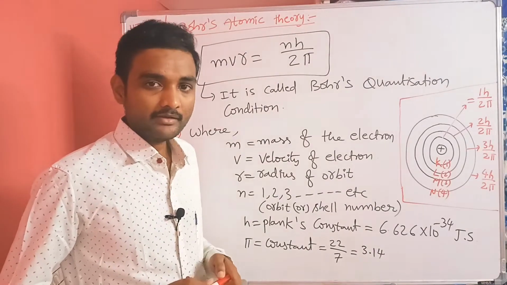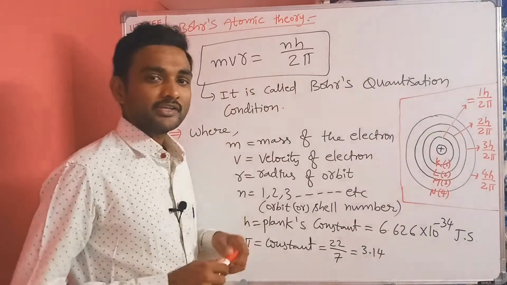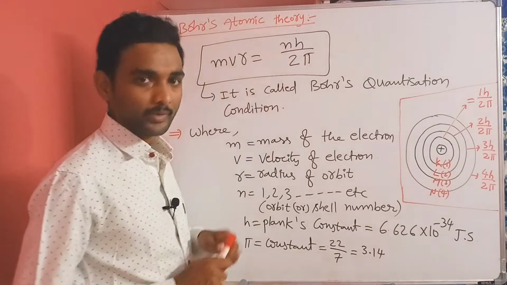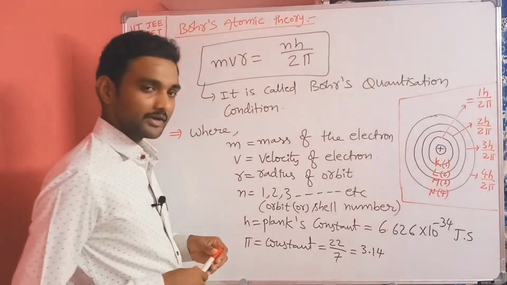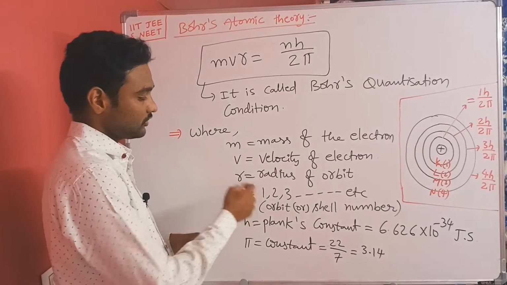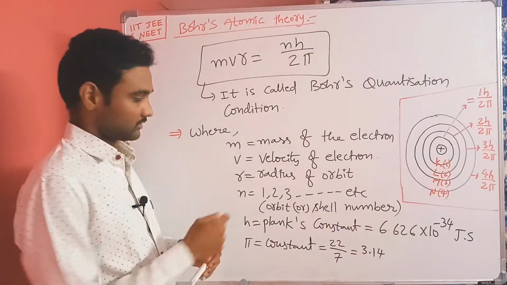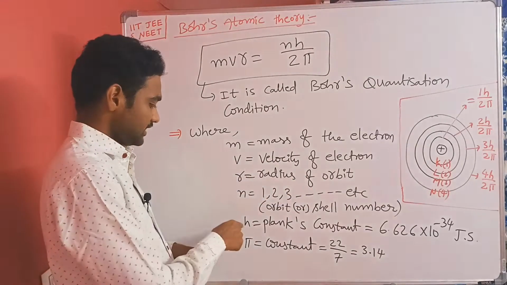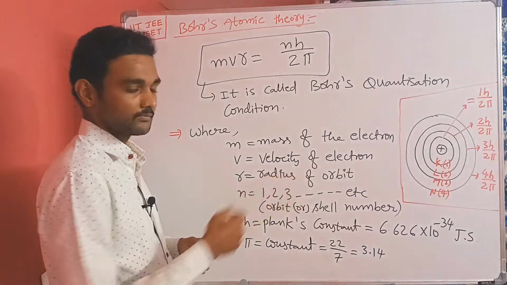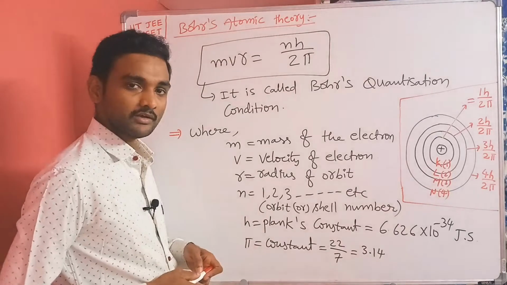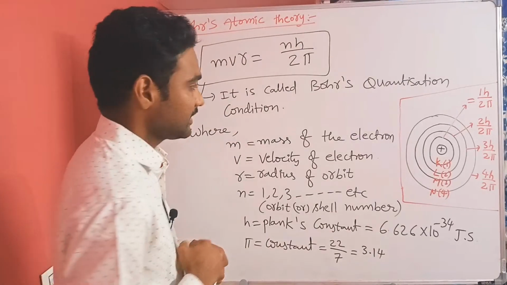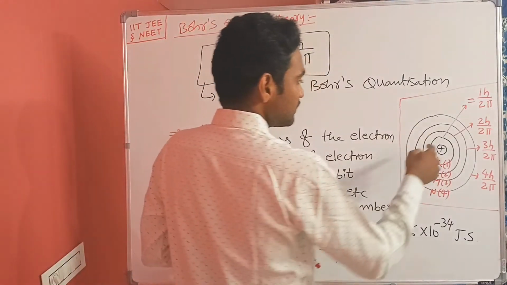Now let me explain the terms in Bohr's quantization condition. What is Bohr's quantization condition? mvr is equal to nh by 2 pi, where m is the mass of the electron, v is the velocity of the electron, r is the radius of the orbit, and n is the orbit or shell number 1, 2, 3, 4 and so on. h is Planck's constant, equal to 6.626 into 10 power of minus 34 joule second. pi is a constant, 22 by 7, equal to 3.14. Now what is the meaning here finally? According to Bohr, this is the atom.